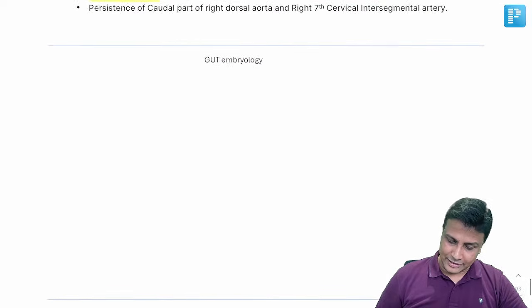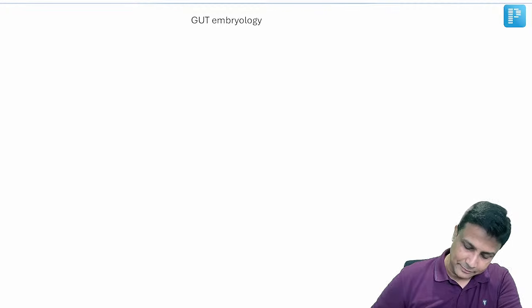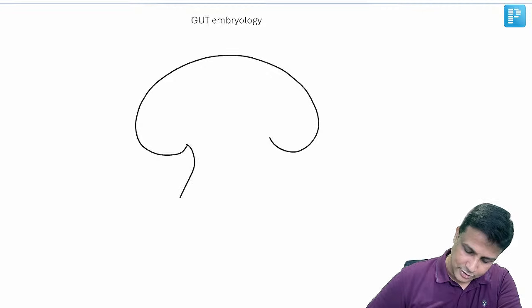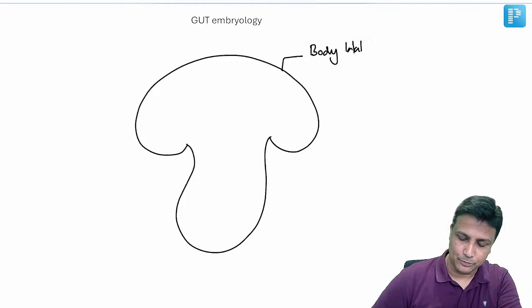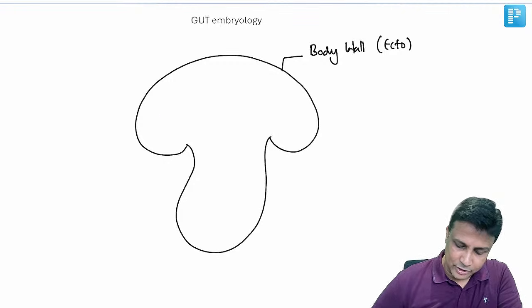Now welcome to the next one here in embryology, that is gut embryology. In gut embryology, nowadays they are asking many questions, sir. For example, if this is your developing embryo and it is already folded, craniocaudal fold here, this one will be the body wall of the embryo. The body wall of the embryo is derived from ectoderm. Now, what about the endoderm? Endoderm is the one which is going to form your gut.